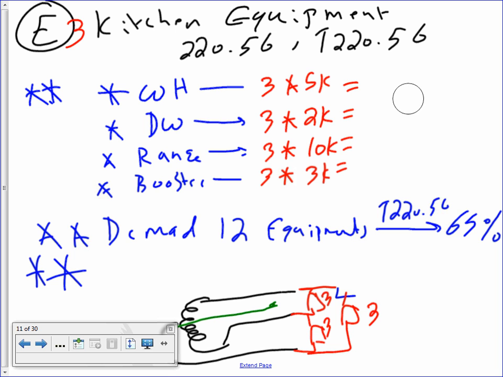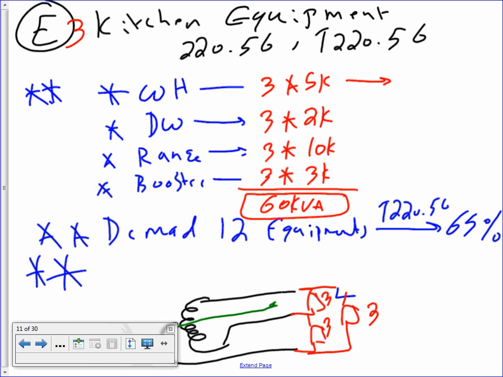So when you do the math on these, add them up at the bottom. When you add them up, you're going to end up with 60 kVA all together. Quick reminder, I need to put some voltages here. This load is 3-phase 208. This phase load is 208.